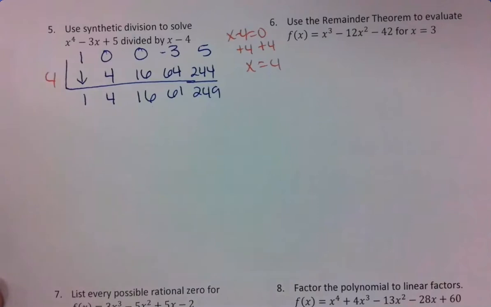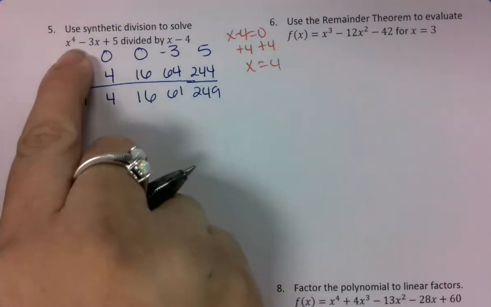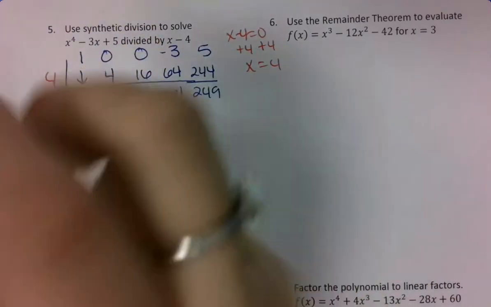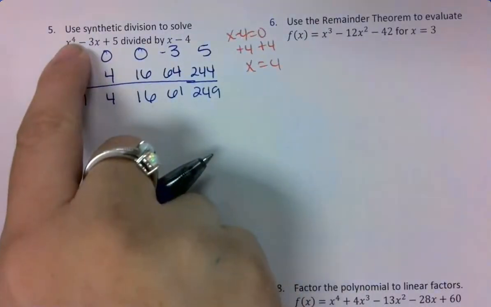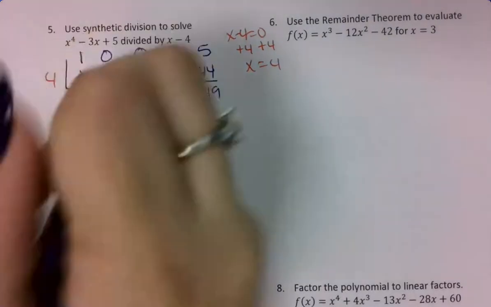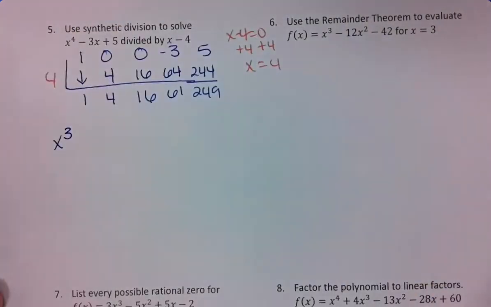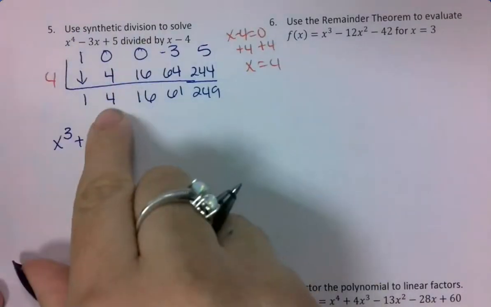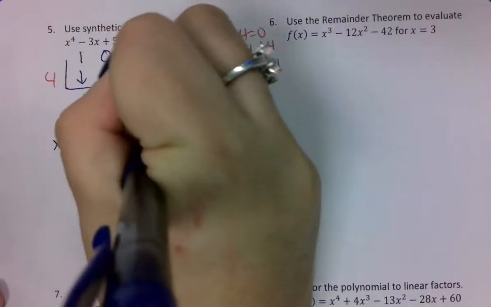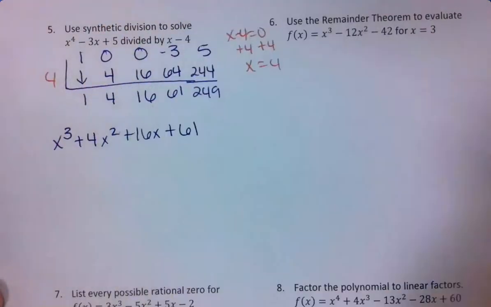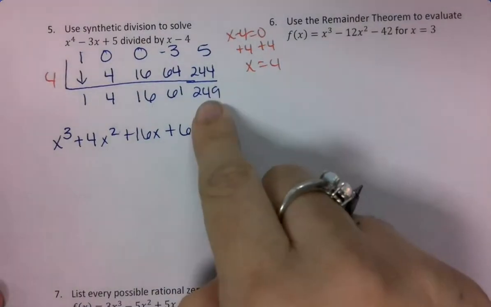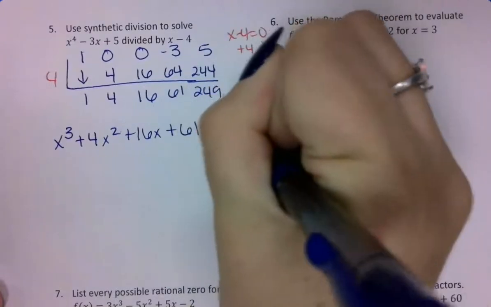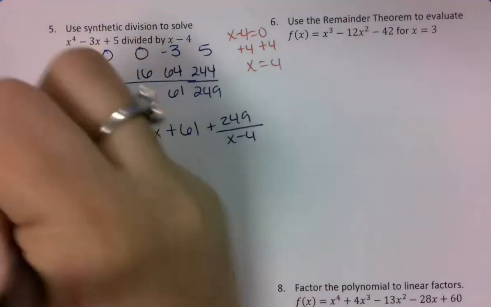So then I just want to put back in my variables. My original term went to the 4th, so now I want to go down an exponent to cubed. My leading coefficient here is 1, so I'm going to keep no number up front. Then the next term gets a 4 from right here. My next term gets a 16. My next one gets a 61. I'm at my constant, but I still have more numbers, so this is a remainder. So I'm going to have plus 249 divided by x minus 4. And then this is my final answer.